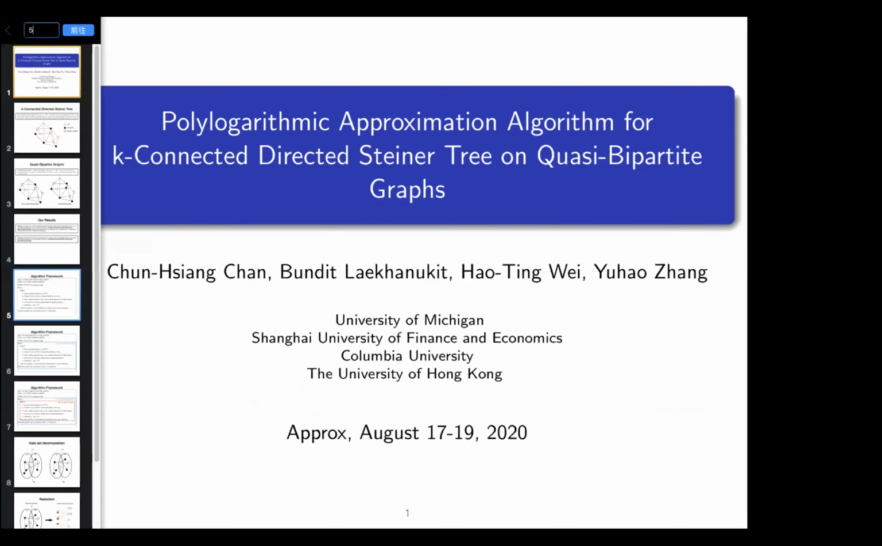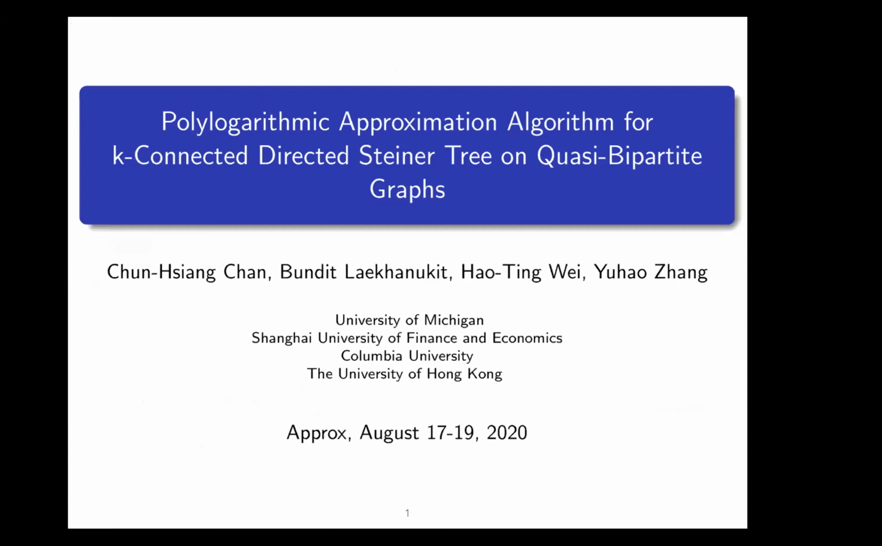Hello, everyone. I'm Qian Xiang, and today I'm going to talk about an approximation algorithm for k-connected directed Steiner tree on quasi-bipartite graphs. This work is joint with Bang Di, Yu Hao, and Hao Ting.